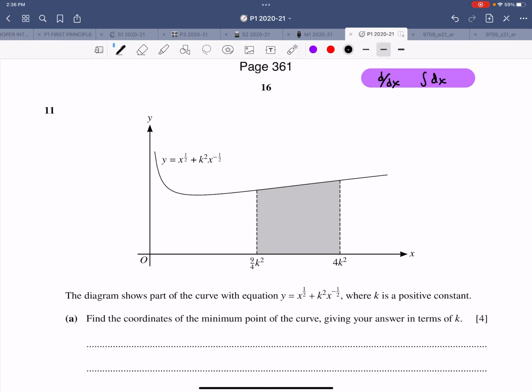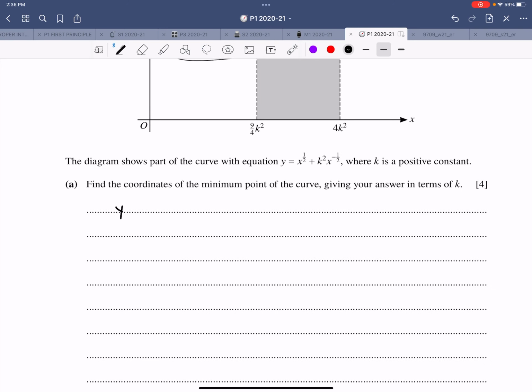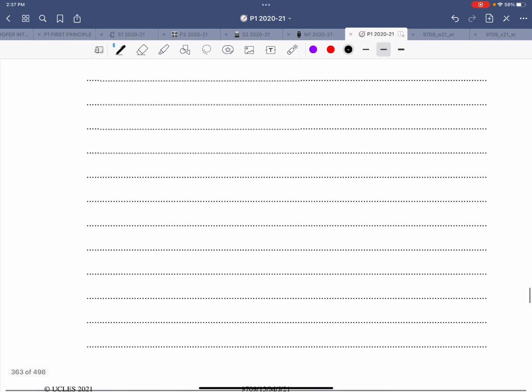It says the diagram shows part of the curve with the equation such and such where k is a positive constant. Find the coordinates of the minimum point of the curve, giving your answer in terms of k. I think the examiner is obsessed with indices. Too many indices gives you a dizzy feeling. x raised to power of half plus k square x raised to power of minus half. Are they talking about nature also? No, they are not. So only the first derivative is enough.